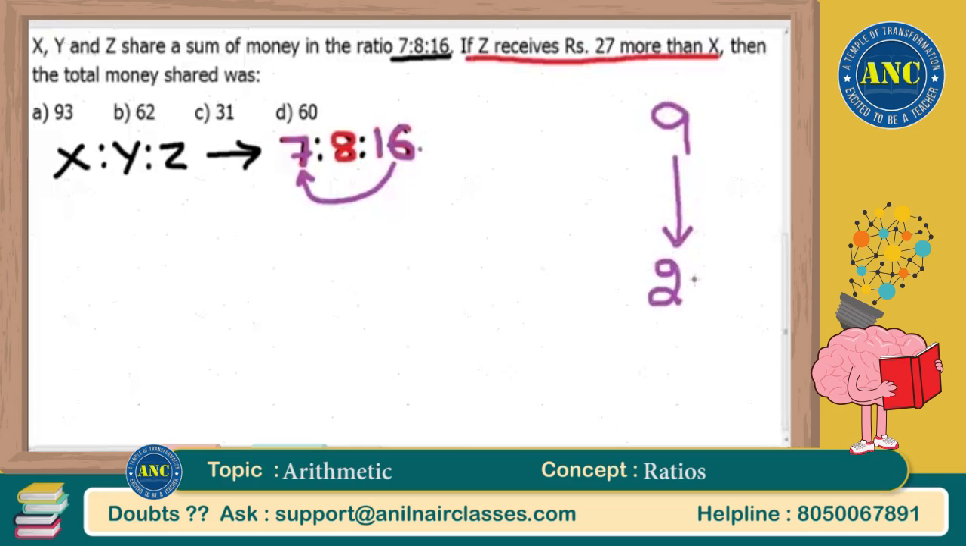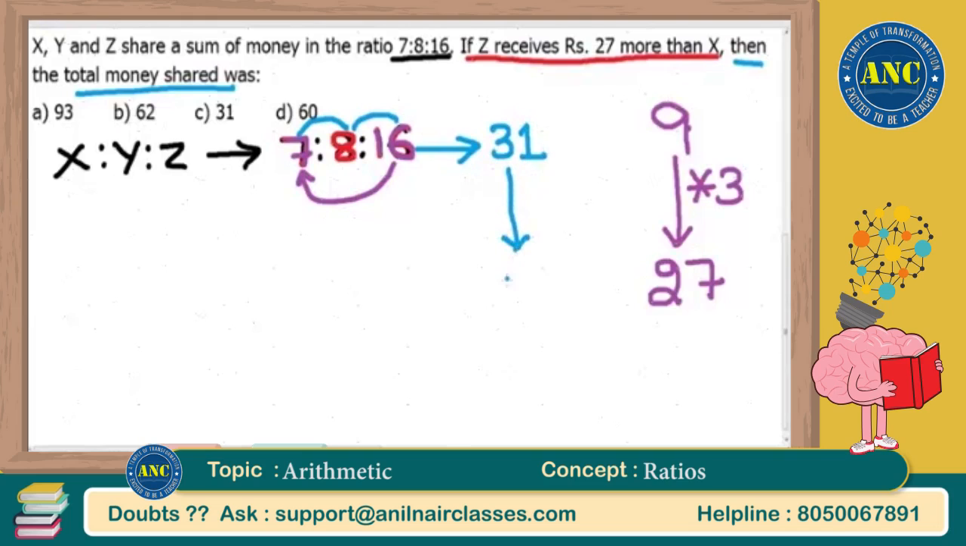According to the question, Z is getting 27 rupees more than X. 9 is becoming 27. Multiply by 3. Right? What is your question? Find the total money shared. According to the ratio, total money shared is 7 plus 8, 15. 15 plus 16, 31. According to the question, how much are they asking? 31 also multiply by 3. 31 into 3 is how much? 93. Simple usage of the ratios concept will make you solve the question so easily, sir.